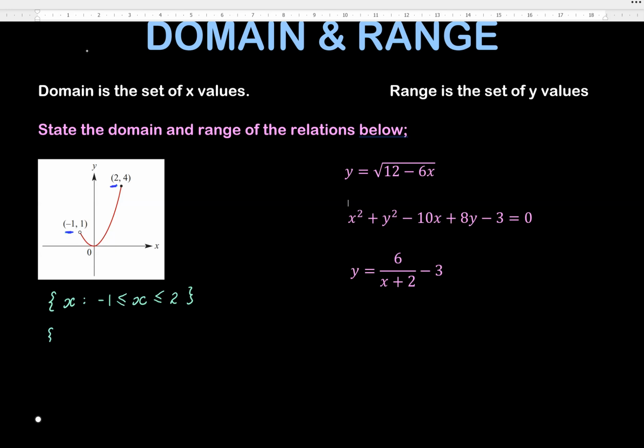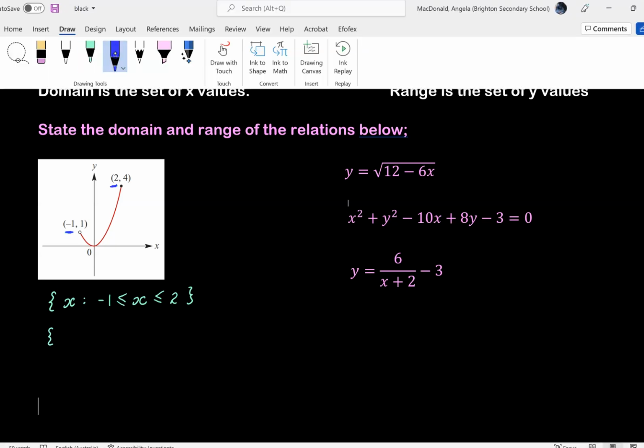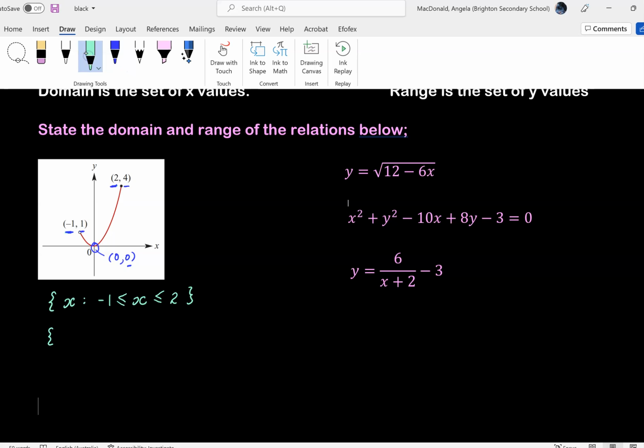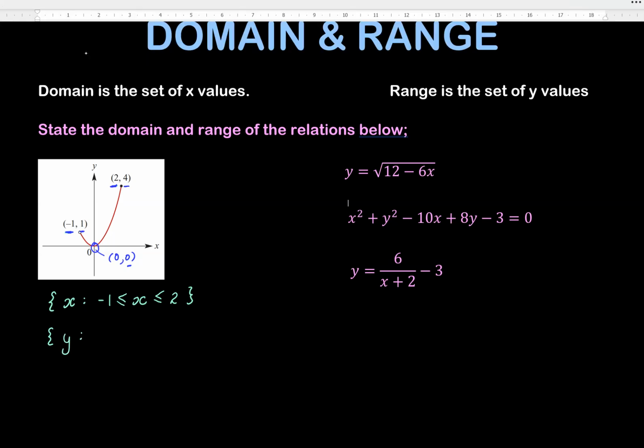When we do the range, we can't just take these y values here. We have to consider any minimum point as well. So we can see that that point there is 0, 0. Okay, so your minimum of y. So we can now say that your y values, your range, that's going to be, y has a maximum up at 4, but then it's got the minimum of 0. Now, can it actually be 0? Yes, it can. It's passing through that point. So y is greater than or equal to 0, but less than or equal to 4.